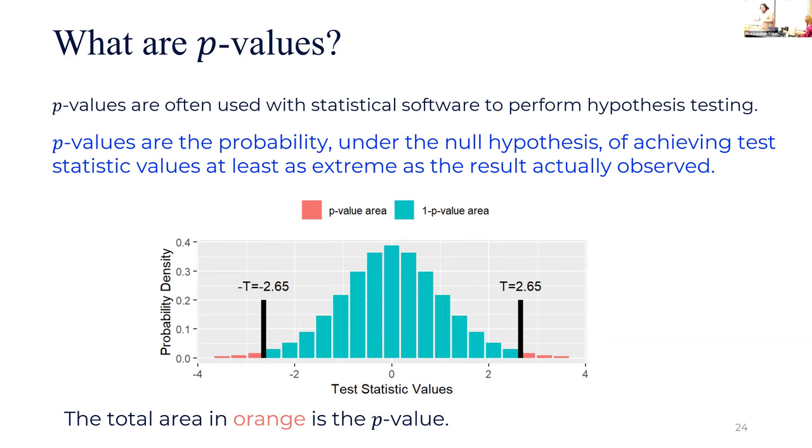A lot of people think p-value is the probability of our null hypothesis being true. It is not. It is absolutely not. It is the probability under the null hypothesis of achieving statistic values at least as extreme as what we observed. So don't say it's the probability our null hypothesis is true, because that doesn't make sense, because the p-value is based on the assumption that the null hypothesis is true. Okay?